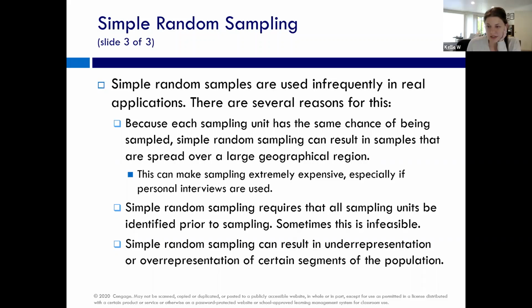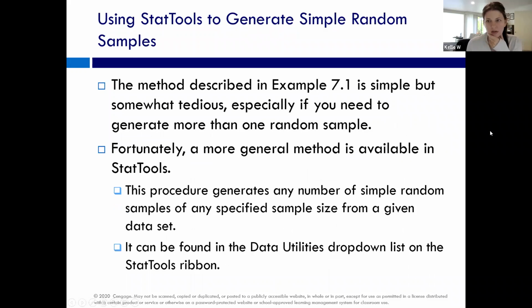It also means you have to know your whole population before you sample it, and that's not usually possible in larger applications. And then it can be a little bit biased in terms of how it represents part of the population. So it's not always a great approximation of the population.